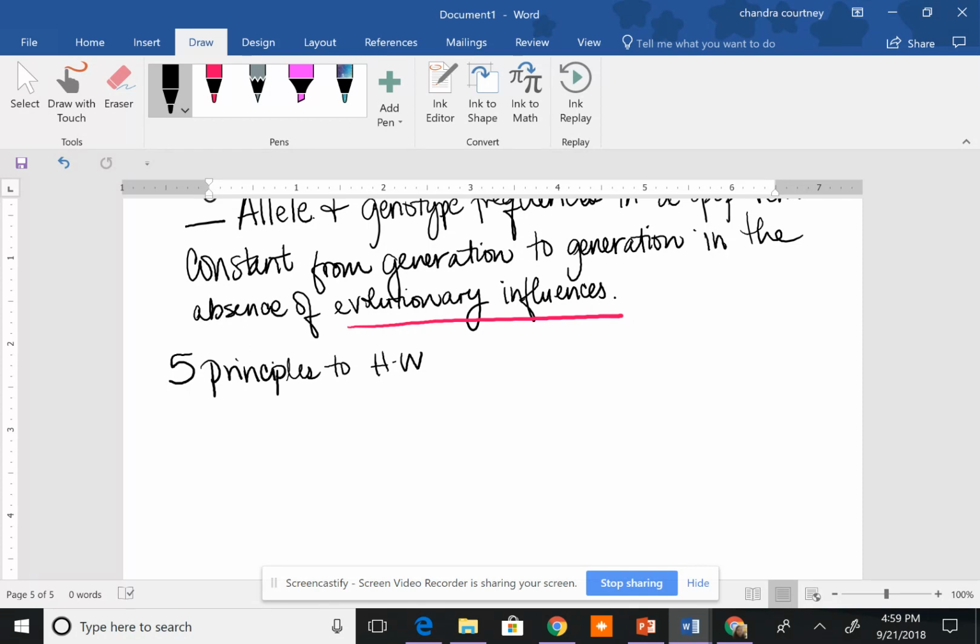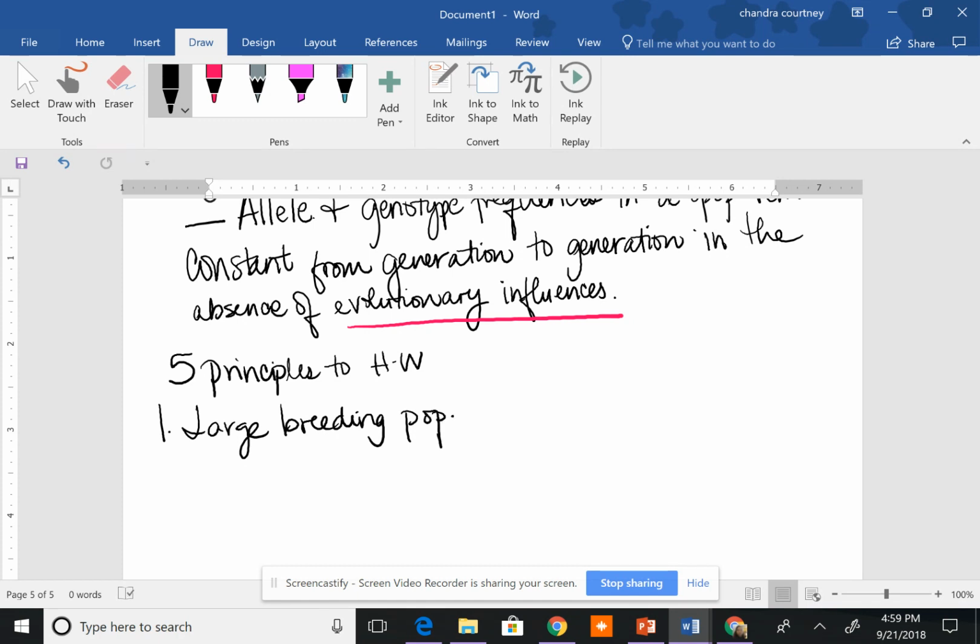Okay, so I was saying there are 5 principles to the Hardy-Weinberg equilibrium. They're all based on evolution and evolutionary influences, so you are going to need to know these. The first principle says that a population has to be large. You have to have a large breeding population, breeding in the sense of capable of producing viable offspring.